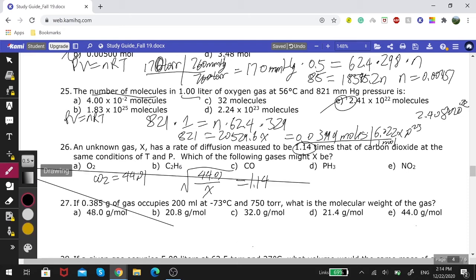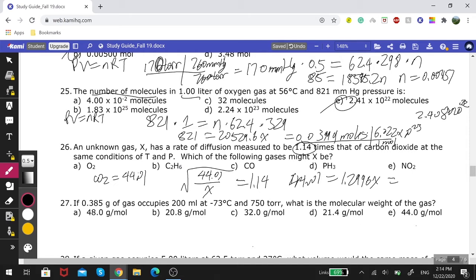I'm going to do 2 steps in my head. So I'm going to multiply that by x as well. So we have 44.01 is equal to 1.14 squared, which is 1.2996x. Now divide both sides by that, which is 44.01 divided by 1.2996. That gives us 33.86. So which of these gases have 33.86?